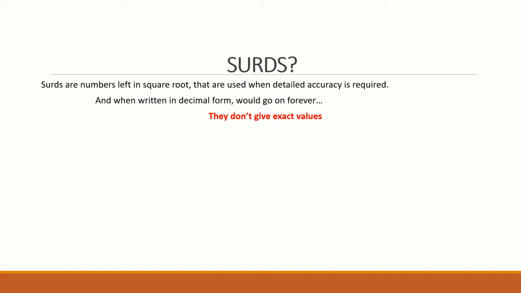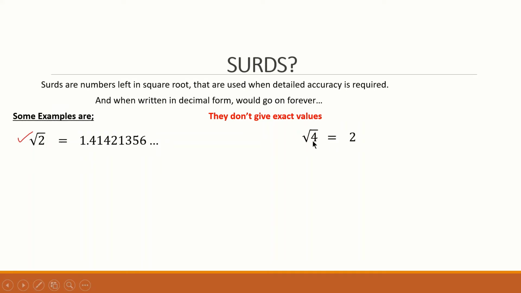I'll be showing us some examples of surds. For example, root 2 gives us a decimal form which goes on forever. That means that root 2 is a surd. Now root 4 gives us 2, so root 4 gives an exact value, so root 4 is not a surd. Other examples of surds include root 3. As you can see, it gives us a number that goes on forever, so root 3 is a surd.